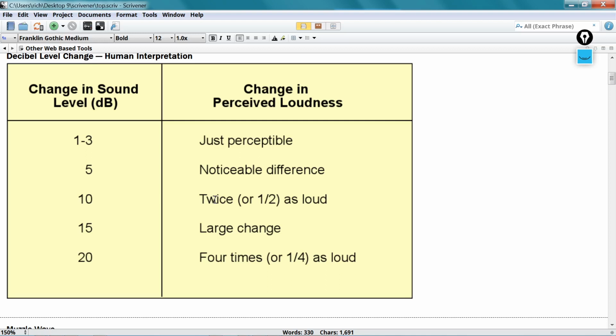Now let me run that by you again. For every 10 times change in energy, you only generate about a twice as loud feeling to the human ear. And that's why we use the decibel scale, because otherwise it would look funny. It would be, oh, we go from an energy level of 1 to an energy level of 10, but it's only twice as loud. And so that little volume knob you have on all your devices, it's nonlinear also.